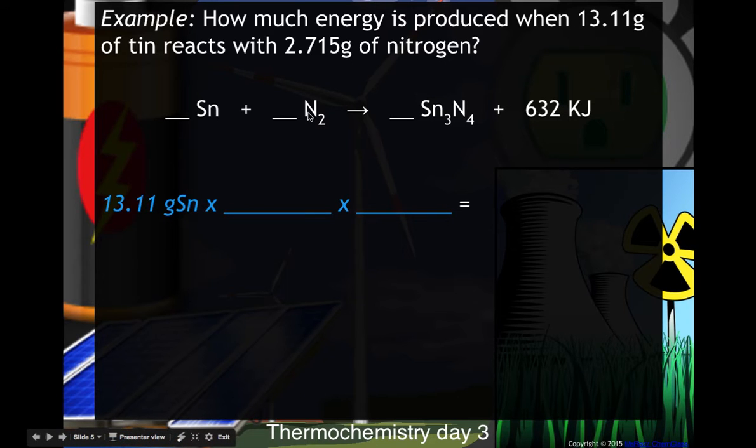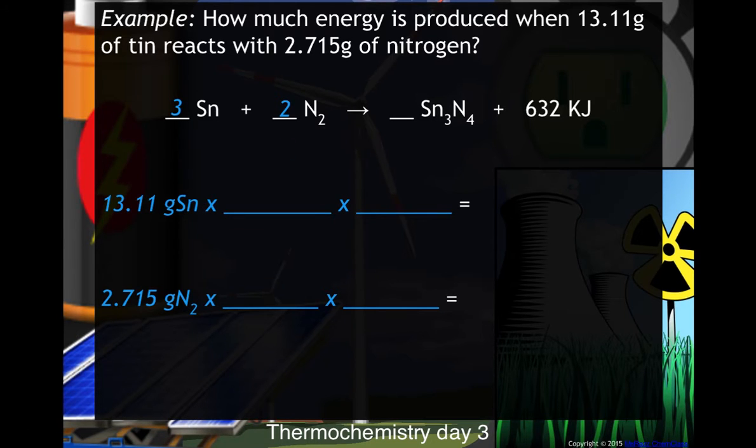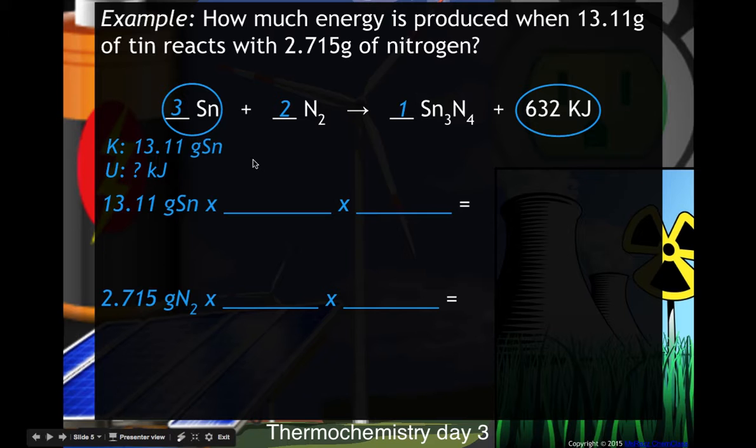So here we have 13.11 grams of tin. We've got 2.715 grams of nitrogen. I have to make sure my equation is balanced. Let me go ahead and take care of that. Now I'm ready to begin. I know I've got 13.11 grams of tin. I need to figure out the kilojoules. I'm going to take my equations here. This is my grams. I'm just getting that right off the periodic table. I've got 1 mole of tin.